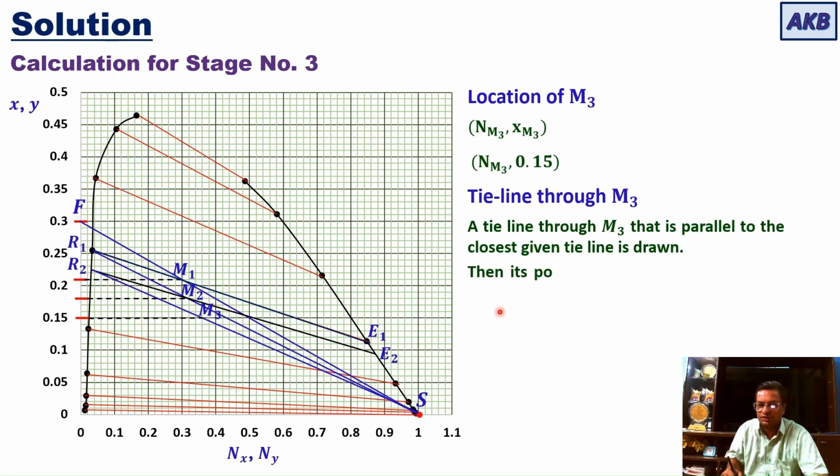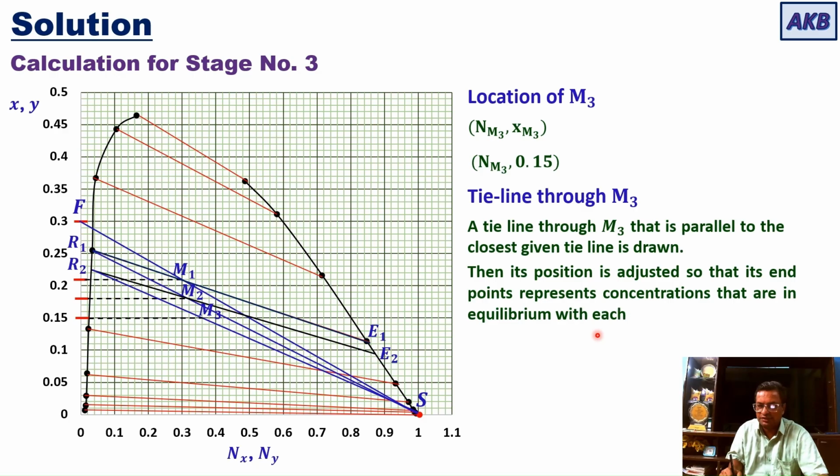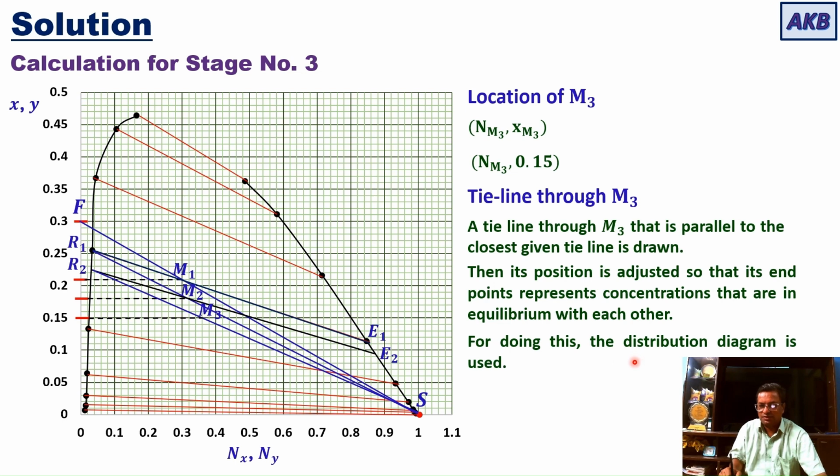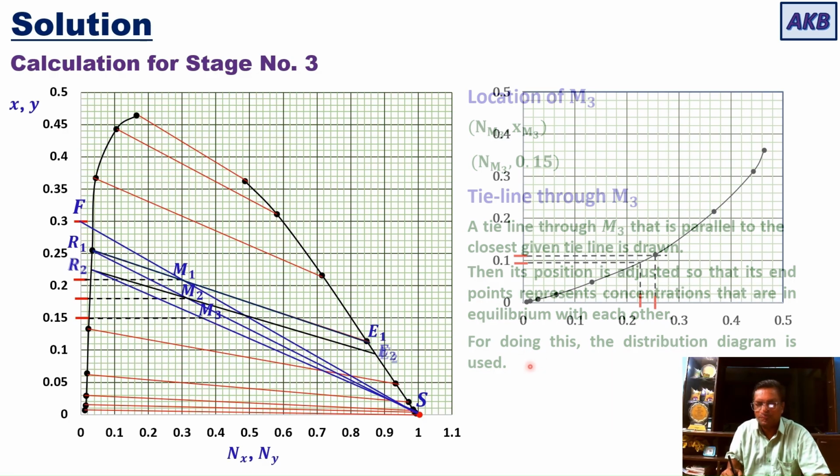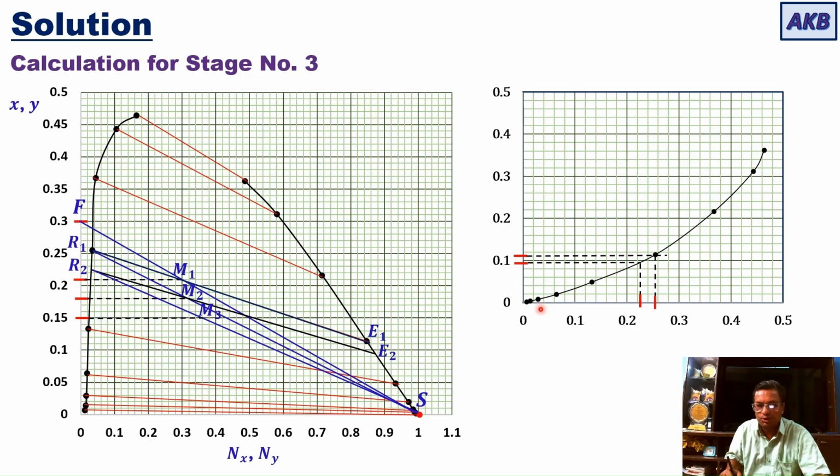I will adjust the position of the tie line so that its end points represent concentrations that are in equilibrium with each other. And for that, I need to use the distribution diagram. So after drawing the tie line that is parallel to the closest tie line, I will have to adjust the position of my tie line so that its end points represent the concentrations that are in equilibrium with each other. And for that, I am going to use the distribution diagram. So when I use the distribution diagram, after adjustment, I get these concentrations.